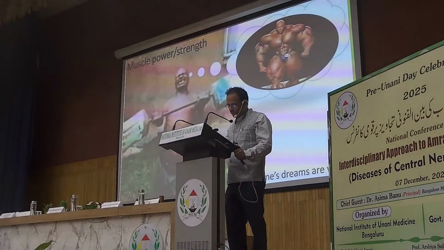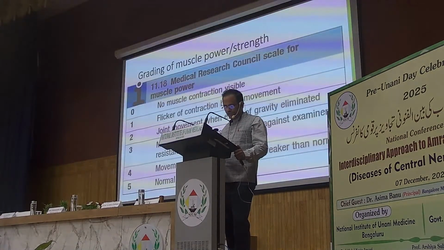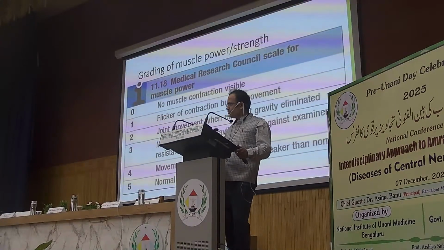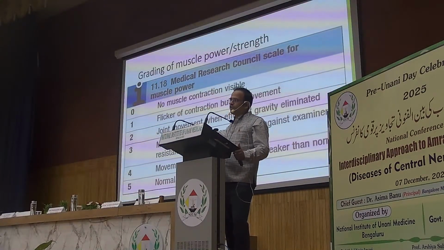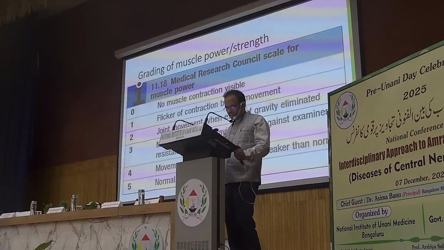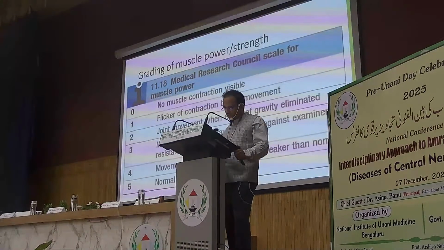Coming to the muscle power, you have five gradings to assess the muscle strength. Zero, of course, is no visible muscle contraction. One, there is only flickering contraction, but no movement. Two is joint movement only when gravity is eliminated. Ask the patient to lie down. If he is able to move like this, you can test when the gravity is eliminated. And grade 3 is movement against gravity like this, but not against the examiner's resistance.